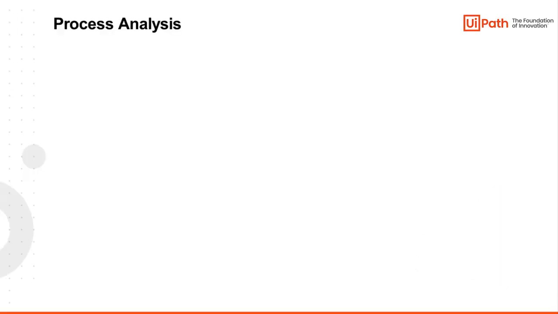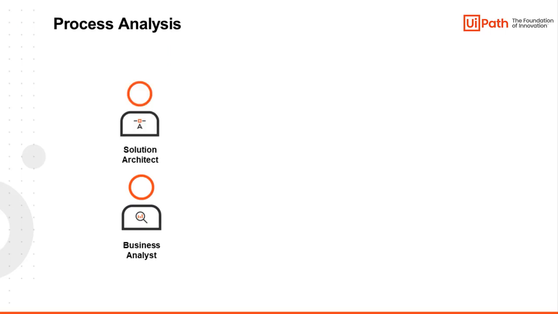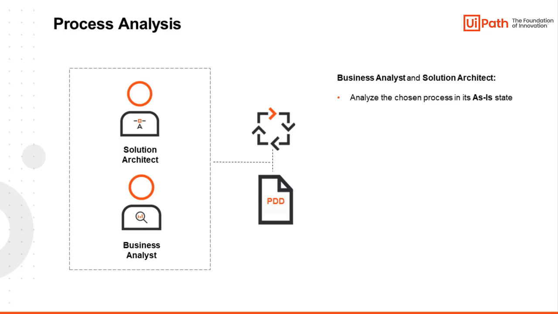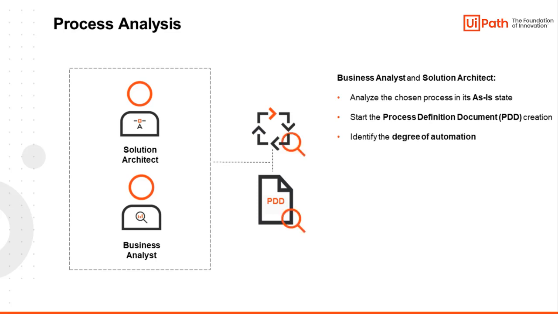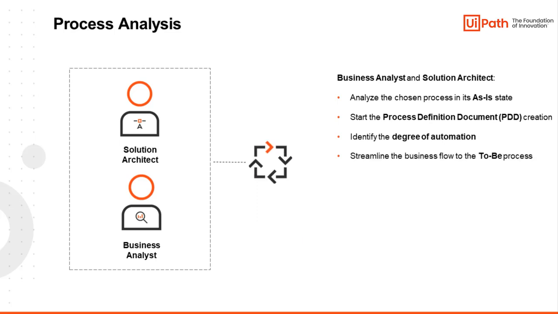In the process analysis stage, the business analyst and the solution architect work together to analyze the chosen process in its as-is state and start the process definition document, or the PDD, creation. Using this analysis and based on the complexity of the process, they can determine the extent to which it can be automated. Next, they optimize the overall business flow of the as-is process into what is called the to-be process. At the end of this stage, the to-be process must be created by the business analyst with consultation from the solution architect and agreed upon. The to-be process is what will be implemented.